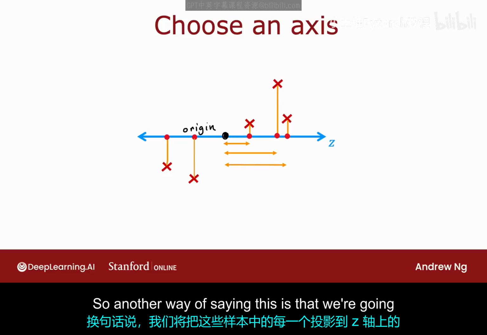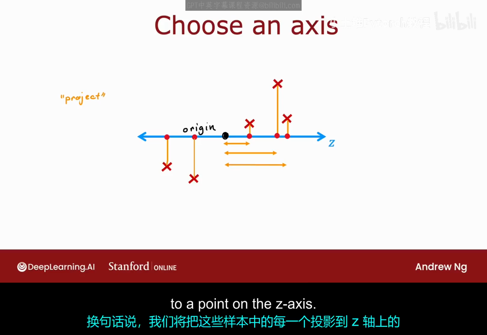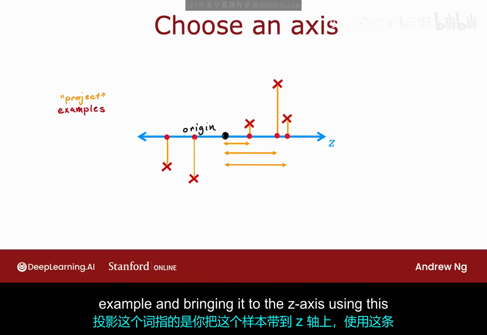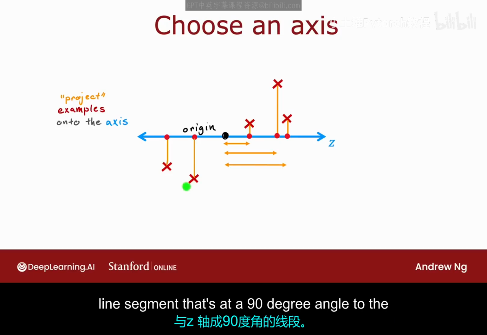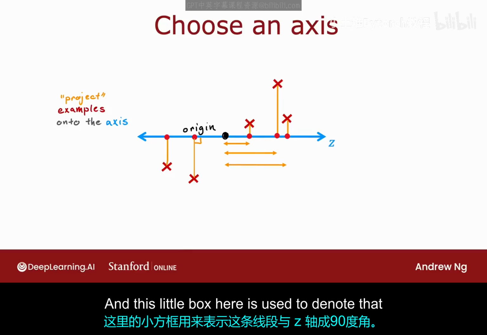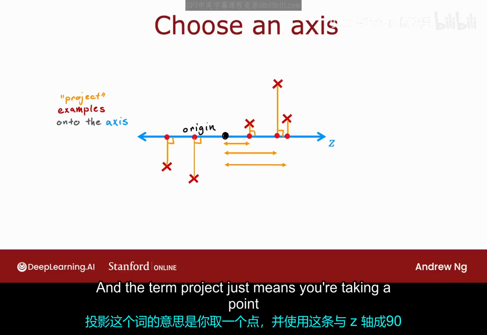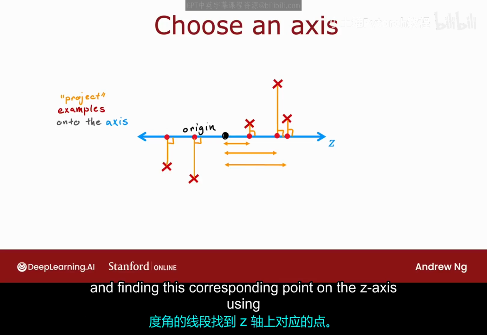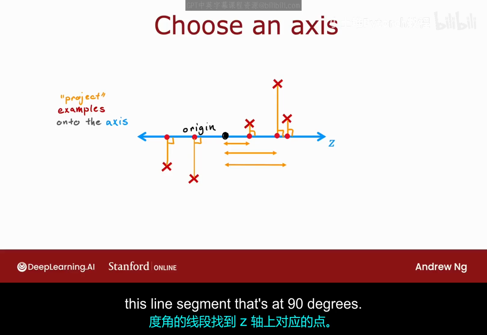So another way of saying this is that we're going to take each of these examples and project it down to a point on the z-axis. And the word project refers to that you're taking this example and bringing it to the z-axis using this line segment that's at a 90-degree angle to the z-axis. And this little box here is used to denote that this line segment is at 90 degrees to the z-axis. And the term project just means you're taking a point and finding this corresponding point on the z-axis using this line segment that's at 90 degrees.